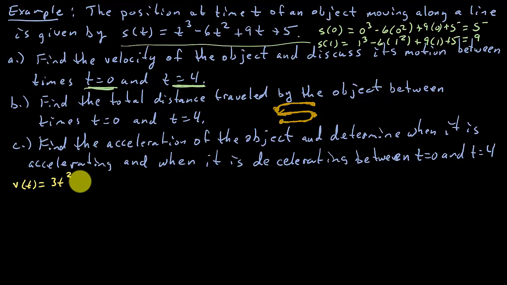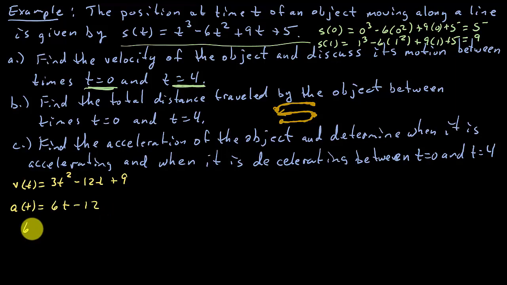That's 3t squared minus 12t plus 9. So the acceleration, well, that's the derivative of the velocity. That's 6t minus 12. And so I want to know, when is this thing accelerating and when is it decelerating?